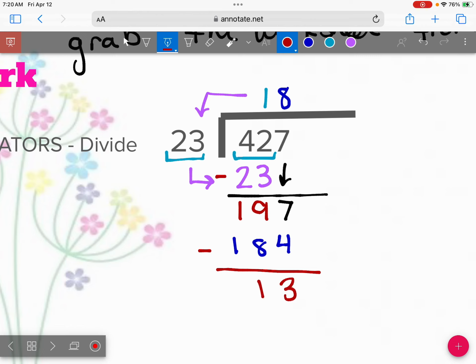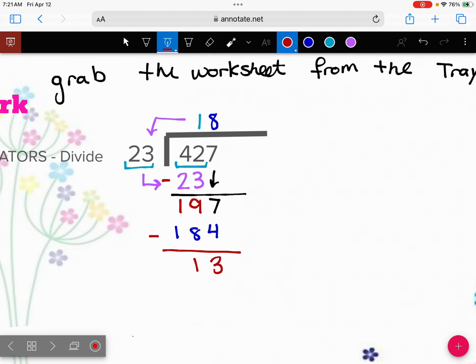we're left with 13. And at this point, we have options, because we could put a decimal point and a 0 and keep going and do it in a decimal form. Or we can write this as a mixed number, where we take our 18, which is the number on the top, and write our remainder as a fraction. So we wind up with our remainder of 13 over the thing we divided by, 23.